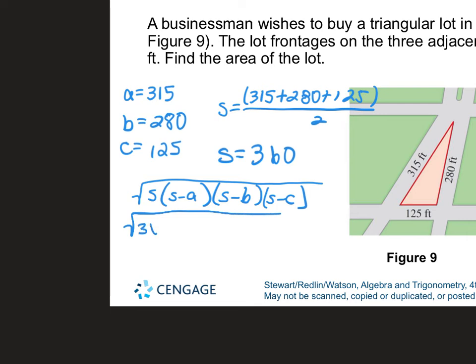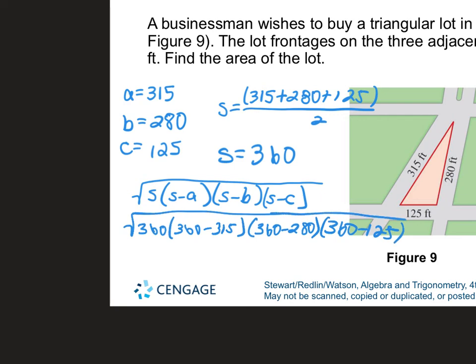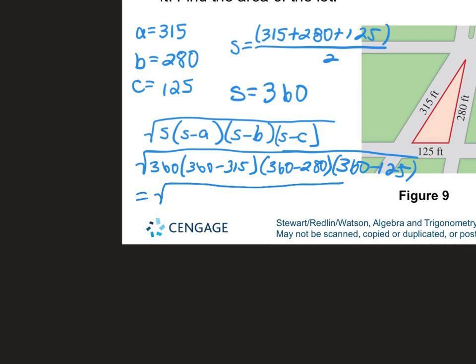So we have 360 times 360 minus 315, 360 minus 280, and 360 minus 125. Questions so far? All right, we're going to simplify a little bit. So I have 360 times 360 minus 315 is 45. 360 minus 280? Anybody? 360 minus 280. Thank you. What's 360 minus 125? 235.